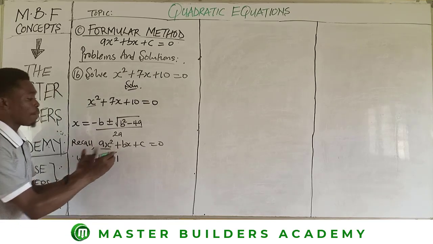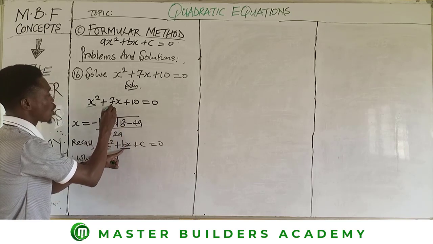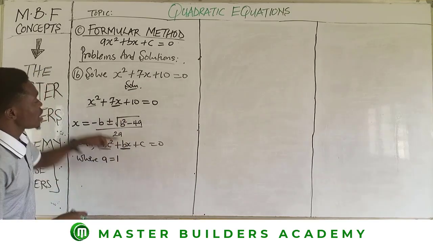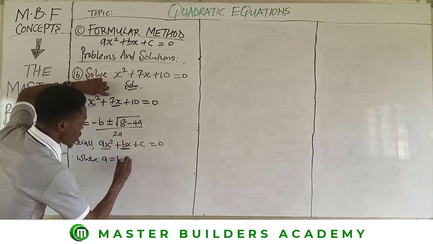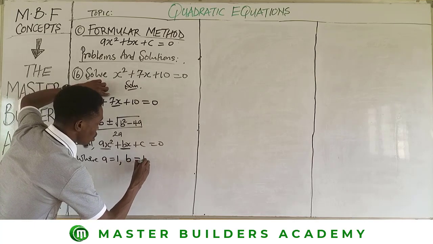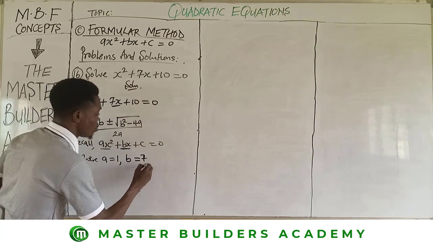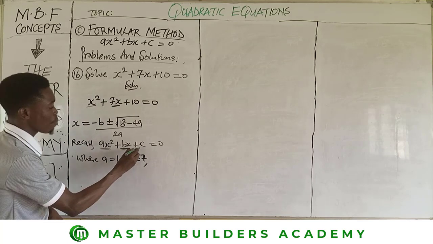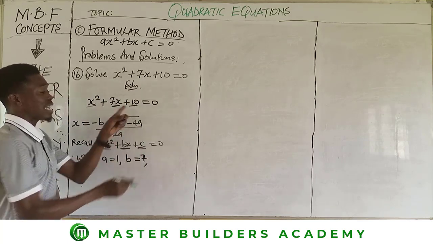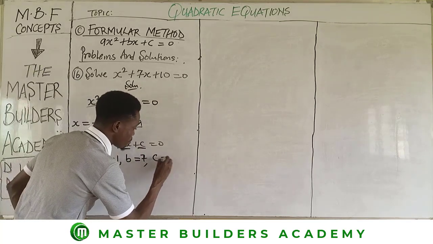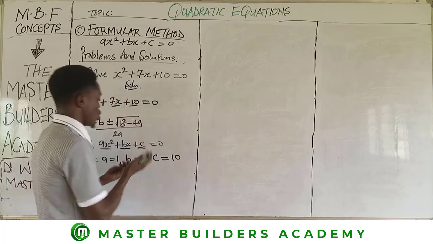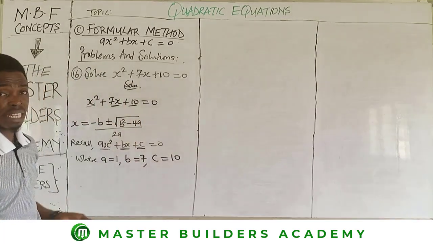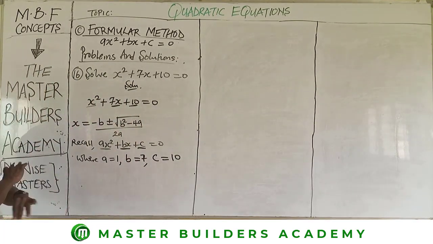Then I come to the middle term. If I compare bx with this, it shows that b is plus 7. That means the value of b is equal to 7. So I don't need to put plus 7. Then finally for c, if I compare the constant term, the one without x is 10. That means my c is equal to 10. So all we are just going to do now is to substitute. It's as simple as this. All we need to do here is to substitute.